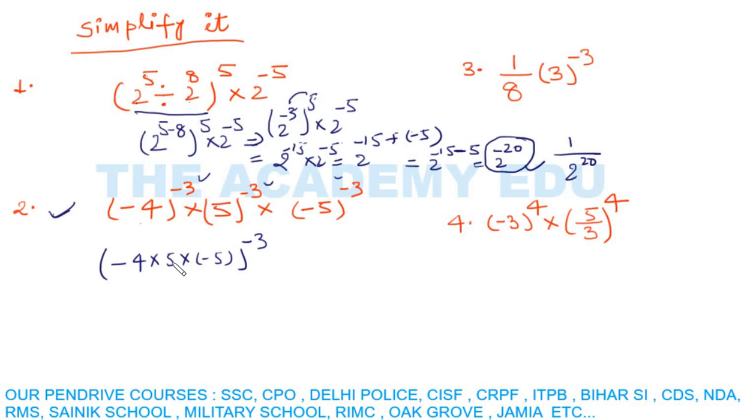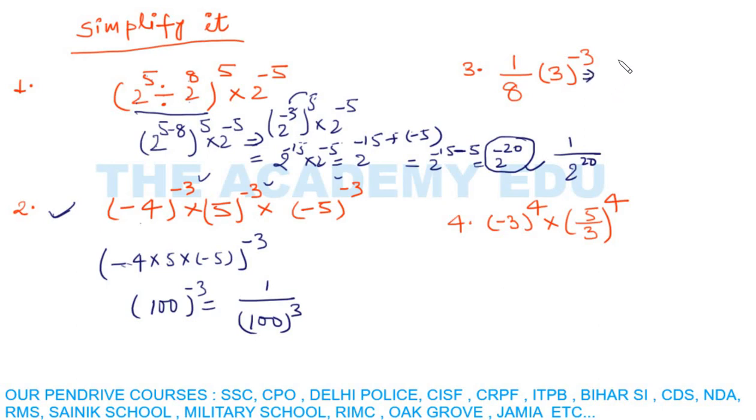Now multiply it. 5 fours are 20, 20 times 5 is 100, and minus times minus is plus. So we have here 100, and the power is minus 3. So how will I write it? 1 upon, because there is a minus sign, 100 power 3. This is the simplified form of this question. Now move to the third question. This one.